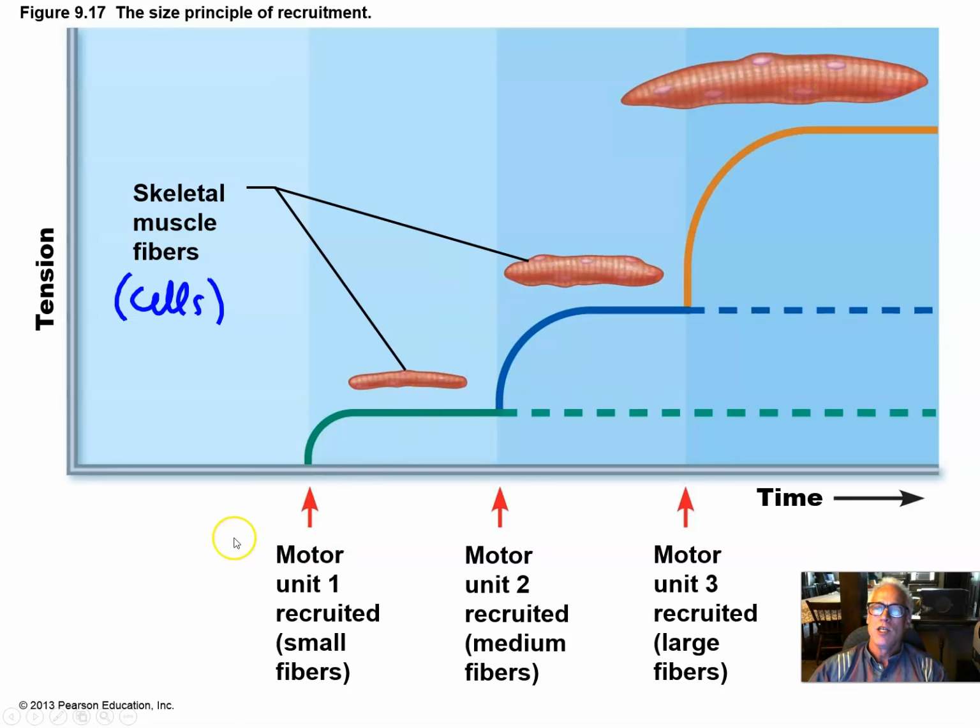So the point is, each muscle has a mixture of muscle fibers, and we can recruit them in different stages. So we start out recruiting smaller, slower muscle cells and fewer of them, and we continue to increase the number of muscle cells with each motor unit and increasing the size and speed of those muscle cells. So pretty awesome, huh?